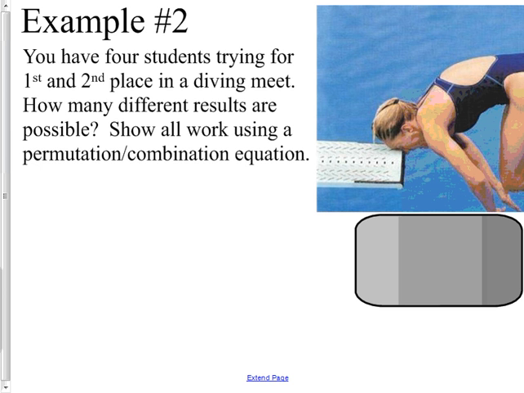Okay, you have 4 students trying for first and second place in the diving meet. How many different results are possible? All right, so you got to ask yourself, is this a P or a C? And you got to figure out the answer using either calculator or just on paper. You stuck? Okay.